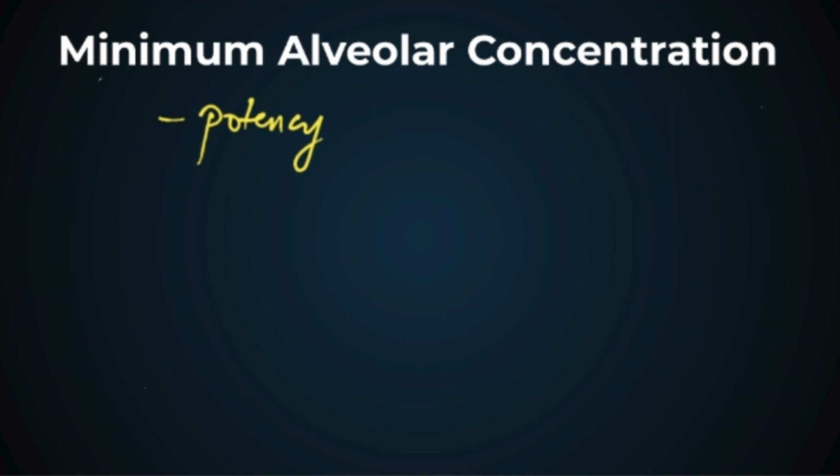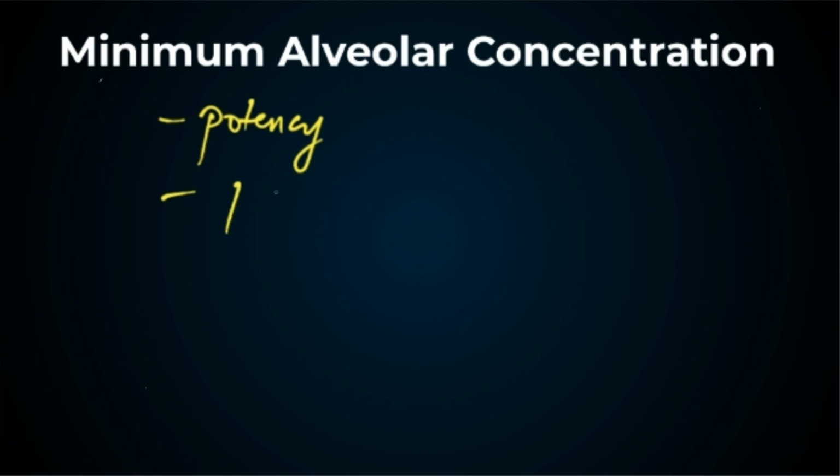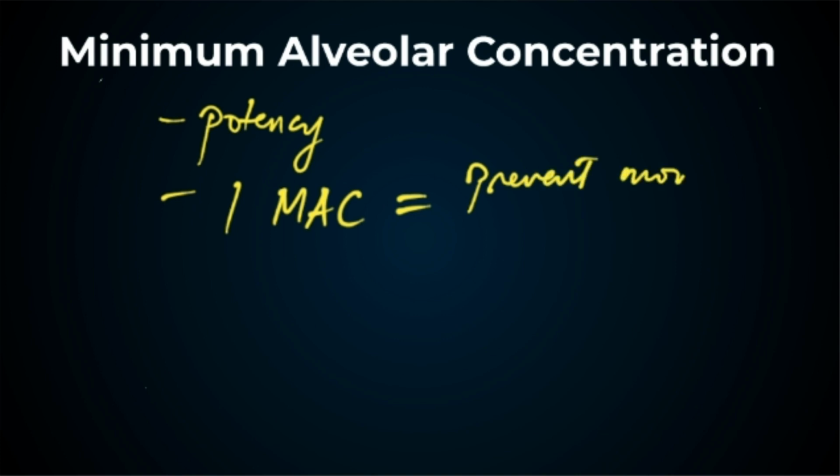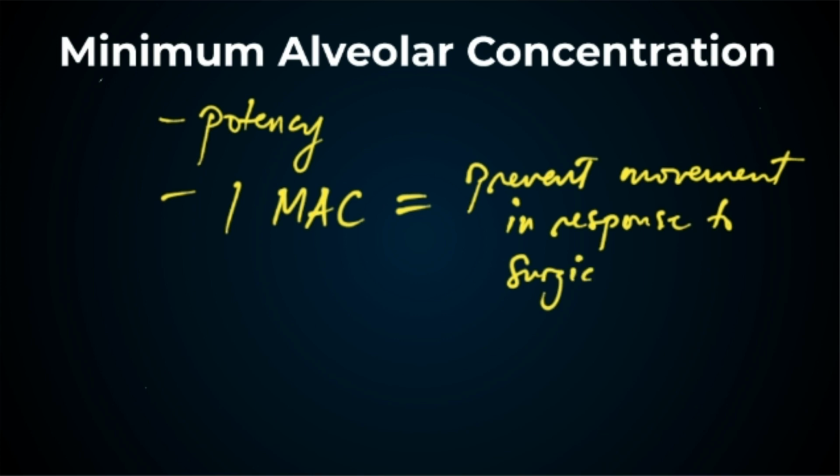Inhalation agents are measured in MAC units. So when we say 1 MAC, it is equal to the minimum alveolar concentration that prevents movement in response to surgical stimulation in 50% of subjects.